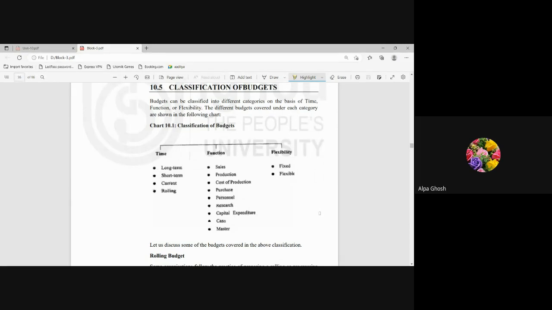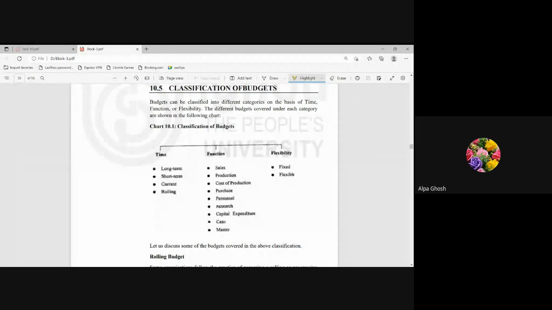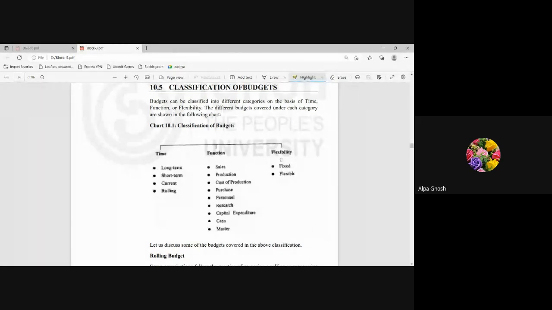When we talk about the basis of function, it is sales budget, production budget, cost of production budget, purchase budget, personnel budget, research budget, capital expenditure budget, cash budget, and master budget. Master budget is a budget which includes all these activities in one budget. Flexibility, as already discussed, is fixed budget or flexible budget.